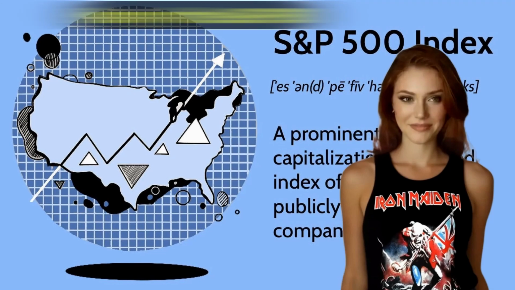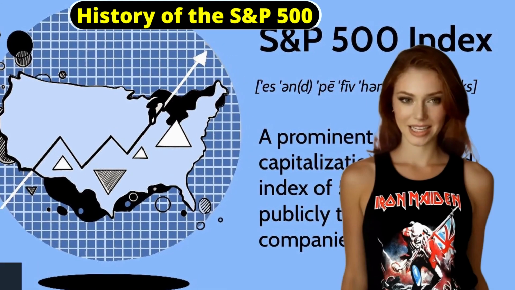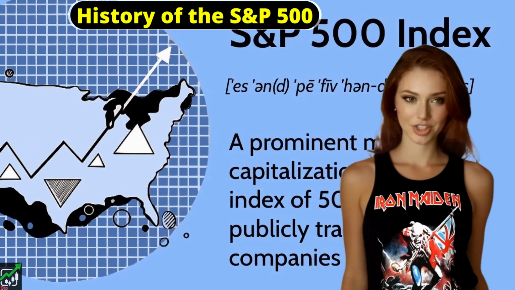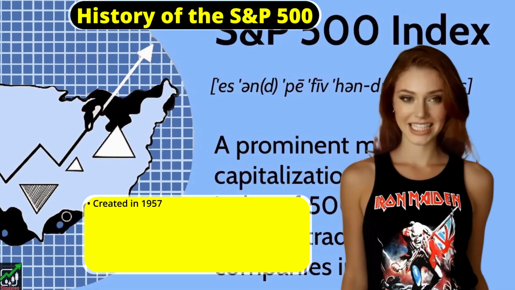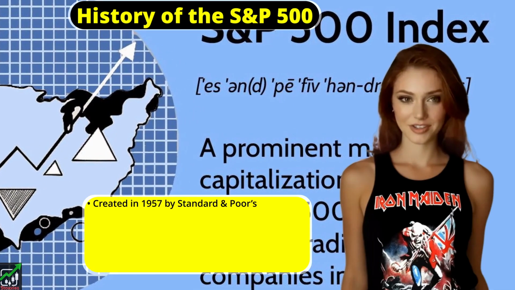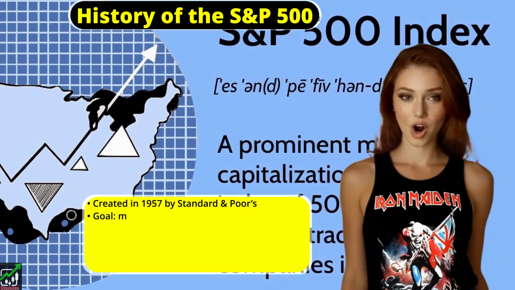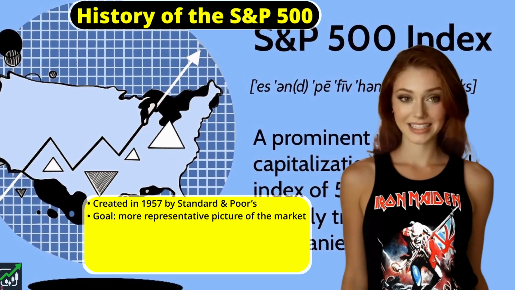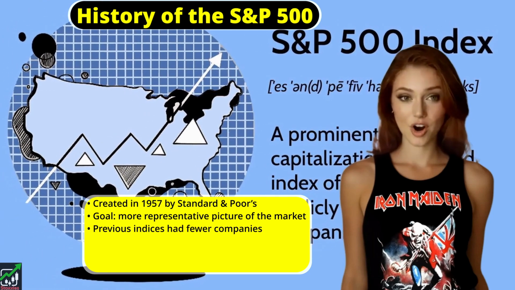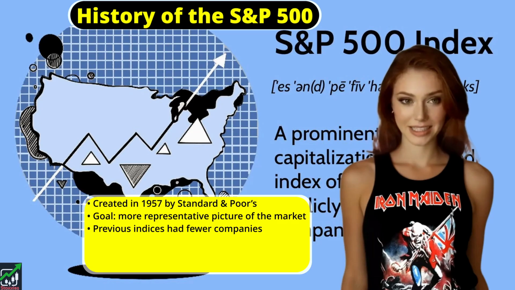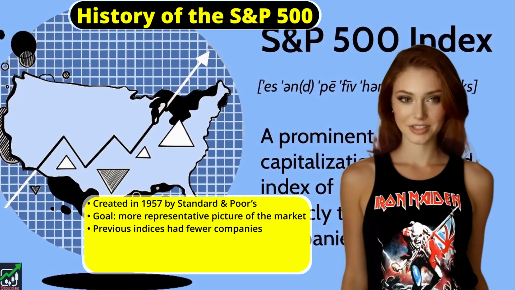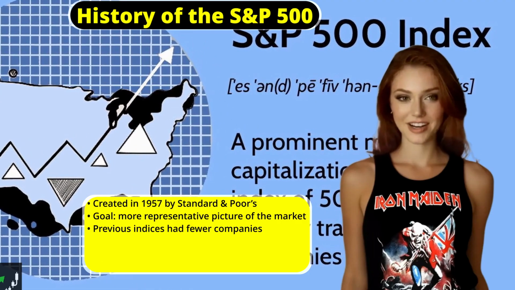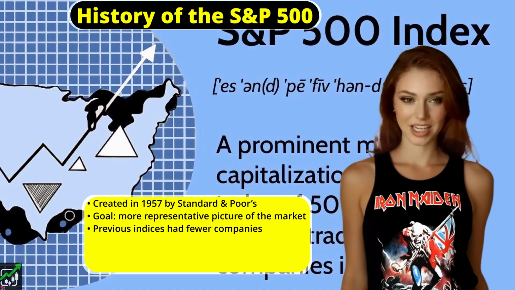The history of the S&P 500 begins in the mid-20th century, during a period when the American economy was in a phase of dynamic growth after World War II. In 1957, the Standard & Poor's Company created the S&P 500 with the aim of having an index that would more comprehensively reflect the course of the American stock market. Until then, there were indices with much fewer companies, which could not clearly show the overall picture of the economy. The S&P 500 stood out because it included 500 large companies from different sectors, offering for the first time a more realistic and representative picture of the market.